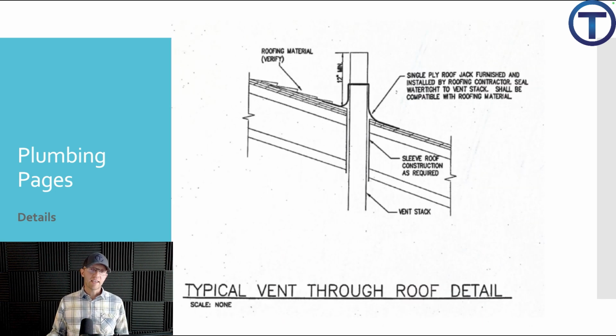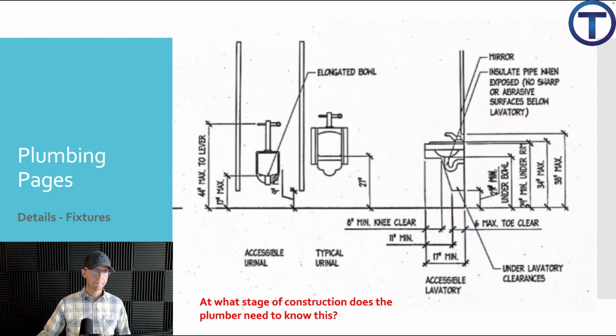Here's a detail for a building showing us the vent through the roof. They expect 12-inch minimum as we penetrate through the roof. And then, of course, they need a roof jack that can seal up to the roof. Now let's have a look at some other details that we don't find on the plumbing pages, but that we definitely should have in mind.